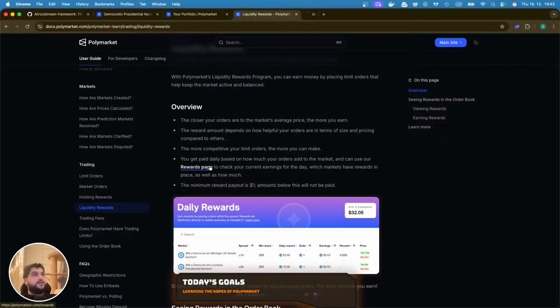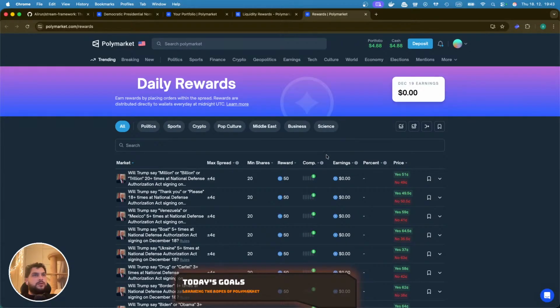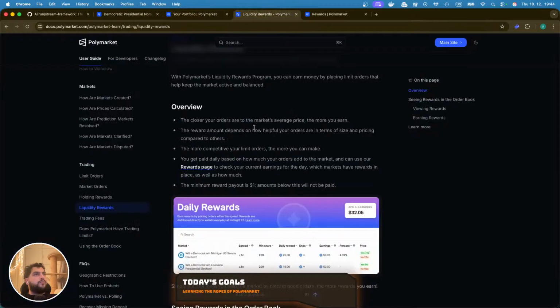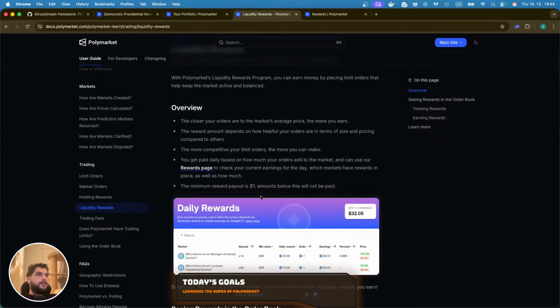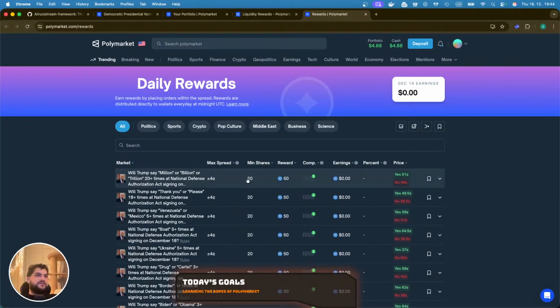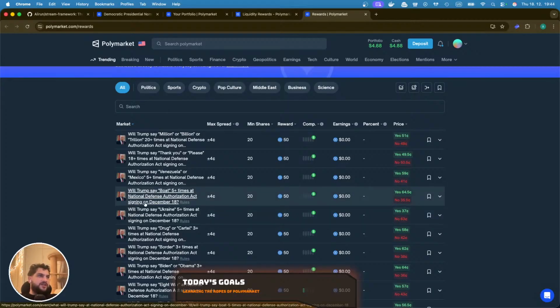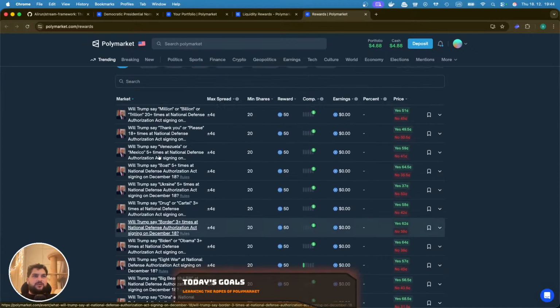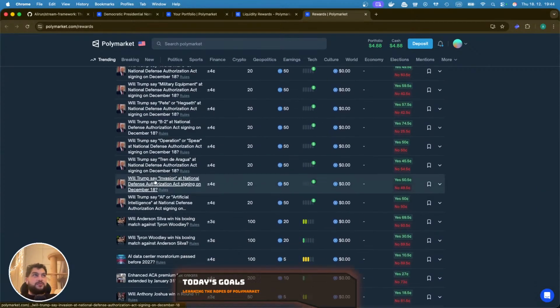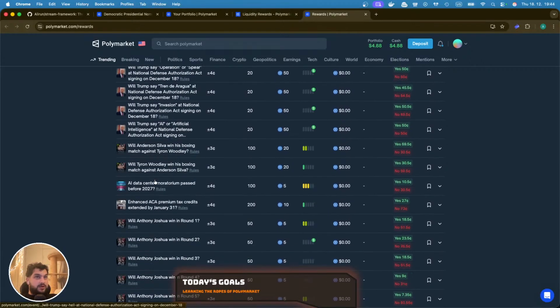We also have a liquidity rewards program. That's interesting. So it's basically an incentive program for the market makers, I guess. So you see, "Will Trump say 'bought' 5+ times" at the National Defense Authorization Act. So basically, he can just say whatever he wants and make money on this. I bet he's making a lot of money on Polymarket, just wiping out the markets.